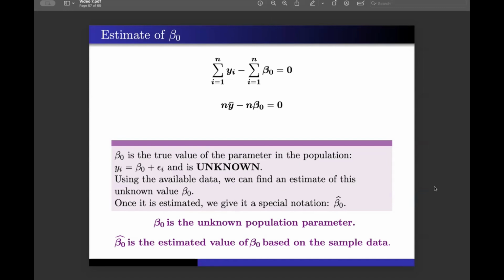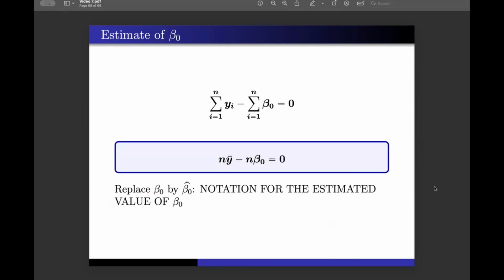So what we are doing here is minimizing the sum of squared errors to get an estimate of beta naught. This beta naught is unknown. We want to find an estimate of this beta naught, which means that when we solve this equation and get an estimate of beta naught, we'll just give it the notation beta naught hat. The reason is that we are assuming beta naught is unknown, and whenever we say an estimate of beta naught, instead of writing its value, we can just say that it is beta naught hat. So beta naught hat is just a notation for the estimated value of beta naught.